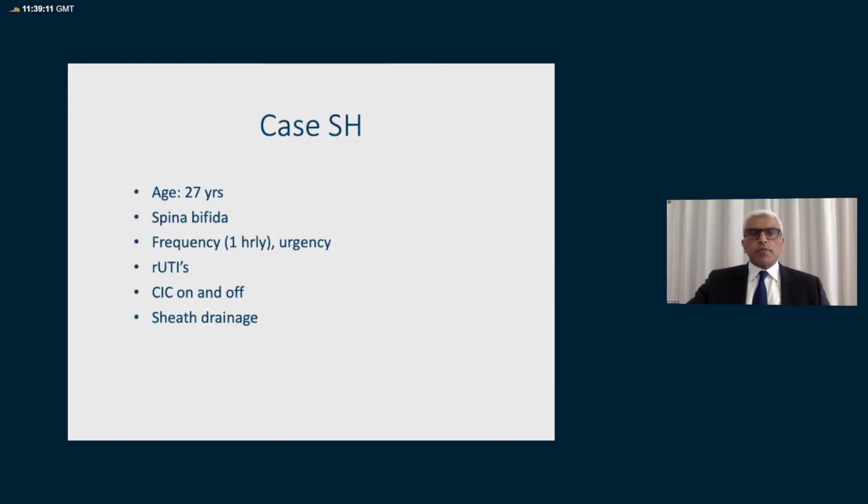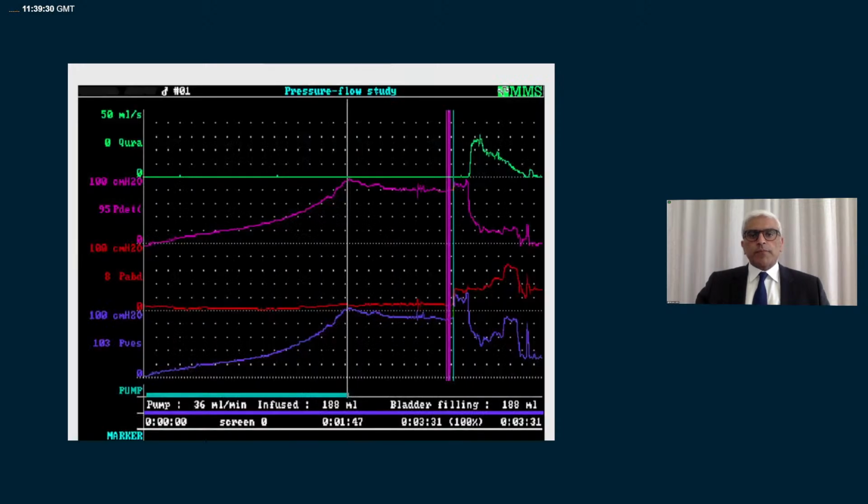So now I'm going to demonstrate these findings with the help of a few cases. Our first patient is a 27-year-old spina bifida patient, with hourly frequency and urgency, recurrent urinary tract infections, who undertakes self-catheterization on and off, and is on a condom or sheath drainage. I have put this slide deliberately, as all of you should hopefully appreciate that this is a very suboptimal study, which we do see from time to time.